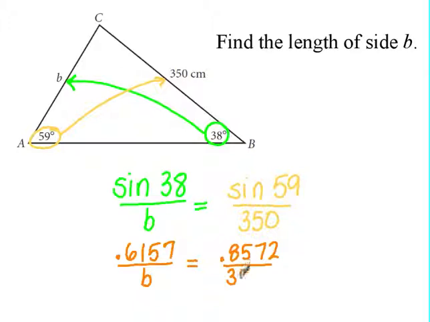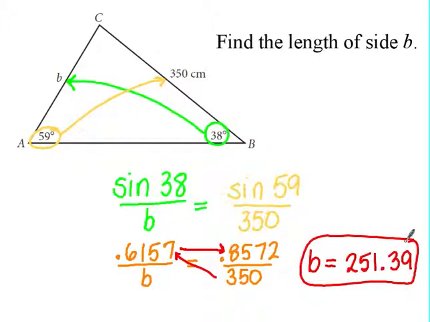Okay, so it's a proportion, so do you remember how we solve those? You multiply, and then you can just divide. So multiply 350 times 0.6157, and then divide by 0.8572. What do you get B to equal? 251. Okay, pretty straightforward.